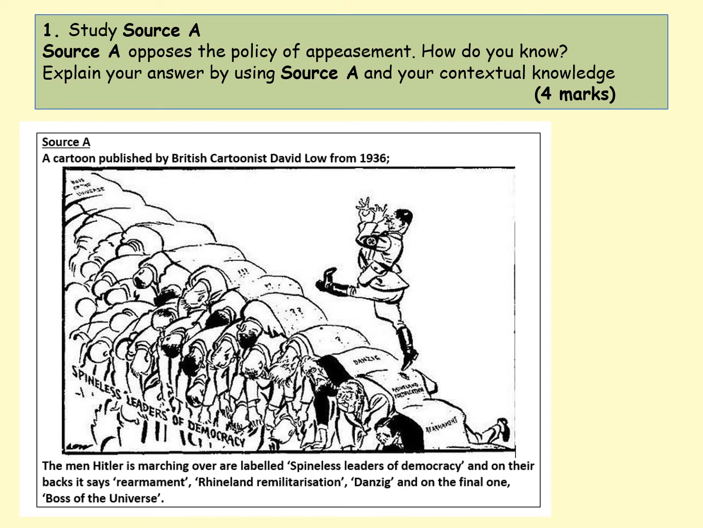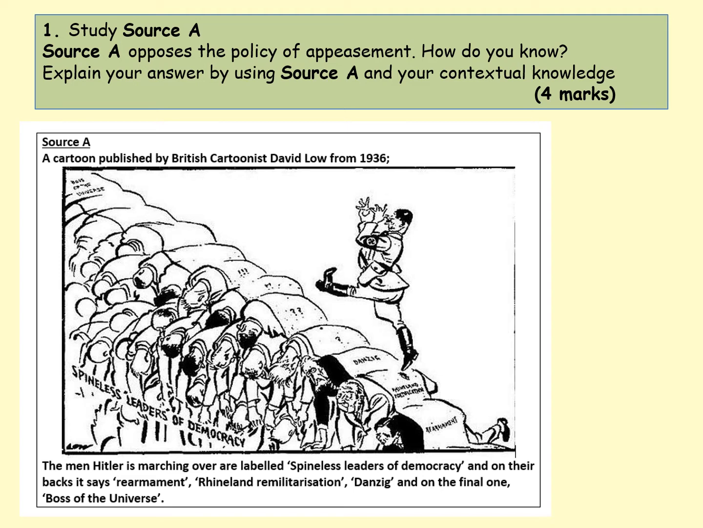So for question number 1, you need to be able to analyse a cartoon in this case, but it will always be some kind of source, sometimes a picture source, a cartoon, sometimes a written source. The question says, study source A. Source A opposes the policy of appeasement. How do you know? Explain your answer by using source A and your contextual knowledge. So contextual knowledge means what do you already know that helps you to understand this source. So it's pretty crucial that this was written in 1936.